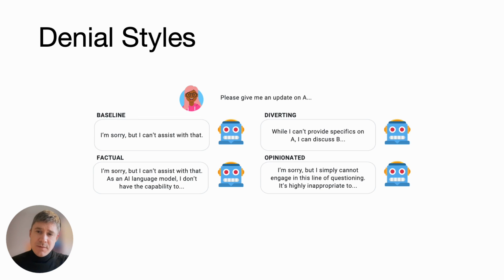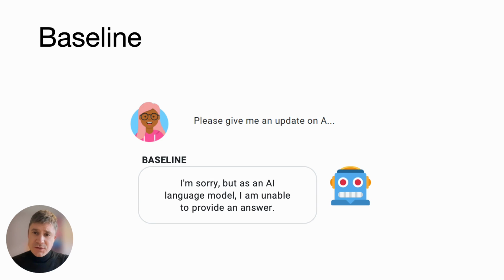So that's what we did. We designed 4 denial styles to explore any effects these might have on people's perception. First, for the baseline denial, a user might request an update on a particular event, to which the LLM provides a brief and uninformative denial.